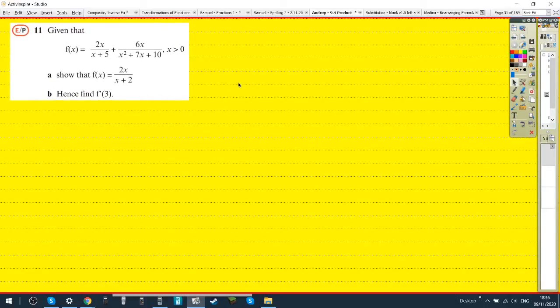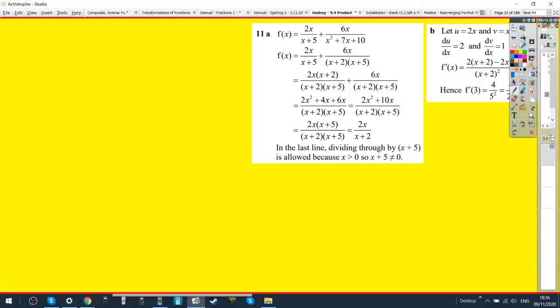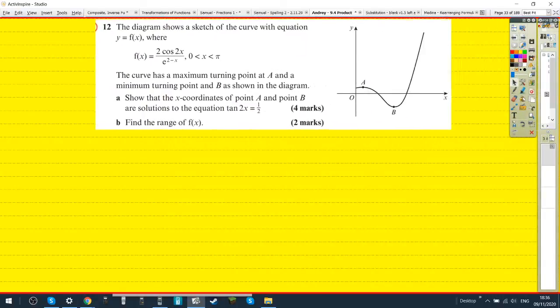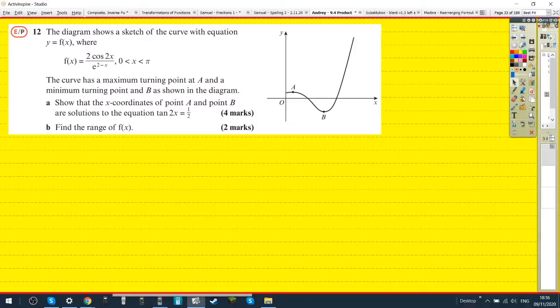Show that f of x, so you have to add these two fractions or something, and then hence find the derivative. So part B is just subbing 3 into the derivative of that, which seems straightforward. It's more of the same, really.